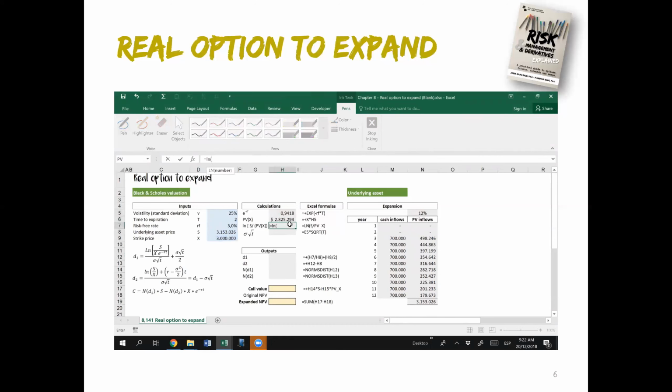ln. And then we divide the underlying asset price by the present value of the strike, which we calculated in the previous step. Finally, volatility, sigma, volatility times the square root of t. So it's 25% times the square root of 2.